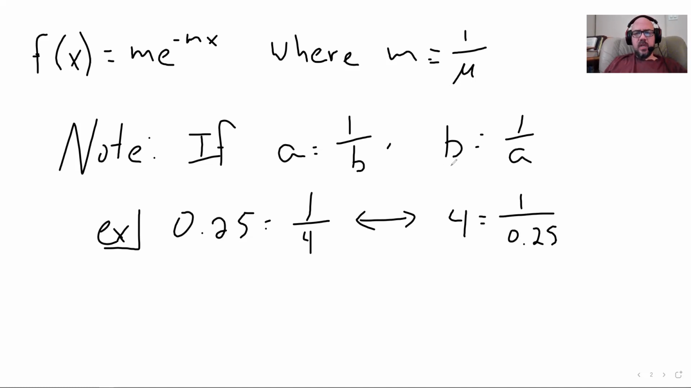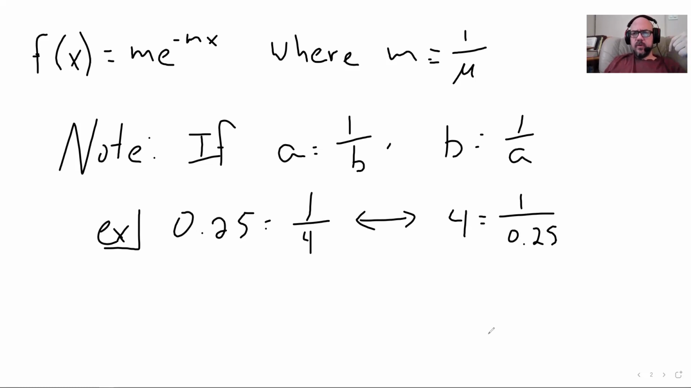If a is 1 over b, then b is 1 over a. One way to think of this is that if a is the reciprocal of b, then b is the reciprocal of a, right? If a and b are fractions, this is pretty easy to see, right? 2/3 is the reciprocal of 3/2, and 3/2 is the reciprocal of 2/3. It's a little less obvious with integers, but still true, right? 0.25 is 1 over 4, so a is 0.25 and b is 4. But it's also true that 4 is 1 over 0.25, right? So 1/4 is 0.25, so 4 is 1 over 1/4 is what that says.